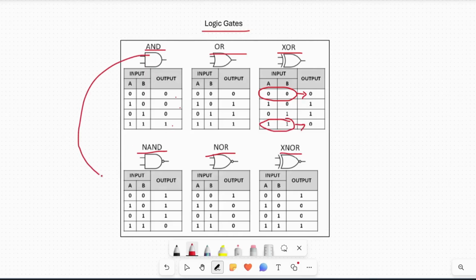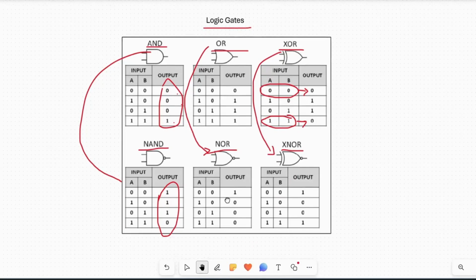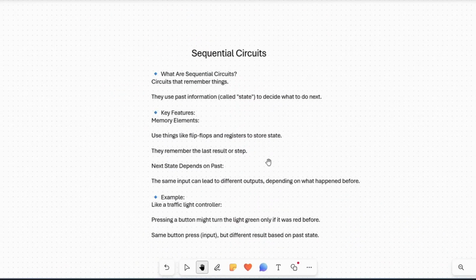And this is exactly the opposite of the AND gate, which is the NAND gate. You can see the output here. These are opposite. It's also the same for the others. This is the opposite of the OR gate, which is the NOR gate, and this is the opposite of the XOR gate, which is the XNOR gate. So this is very easy. So go to the next topic.